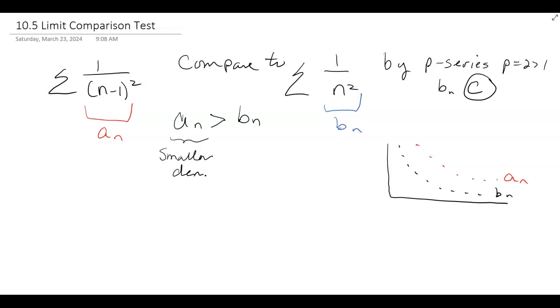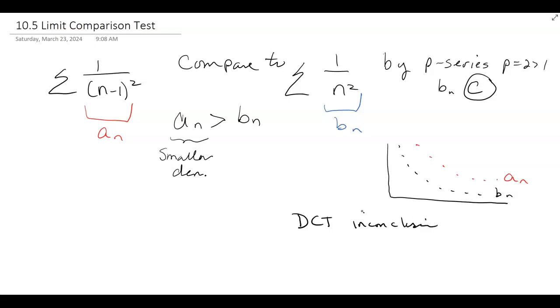The problem was when we continued our direct comparison test, we found, yeah, but for us to say that a sub n also converges, a sub n has to be less than b sub n. But since a sub n, when you compare them, has the smaller denominator, it is actually larger than b sub n. And you can see on this graph here, wherever b sub n falls, a sub n is always going to fall a little bit above it. So what happens is our direct comparison is inconclusive.